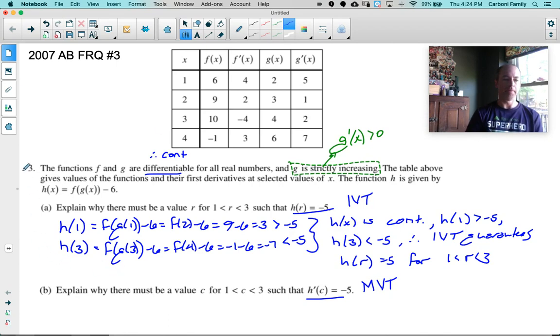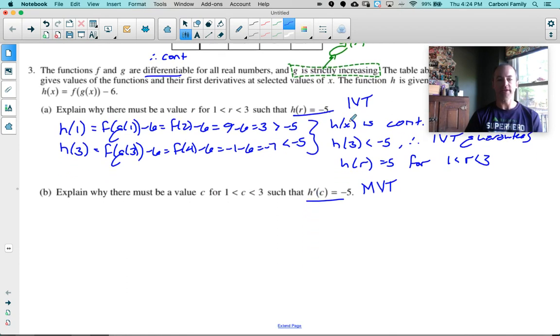Okay, so for part B, explain why there is a value c such that h prime is equal to -5. And this one, we're going to go mean value theorem. If you think to use the right approach, this one's actually pretty quick, because with the mean value theorem, you're going to find the slope from point A to point B. And we have the ordered pairs for x equals 1 and 3 right here. We did that in our work for part A.